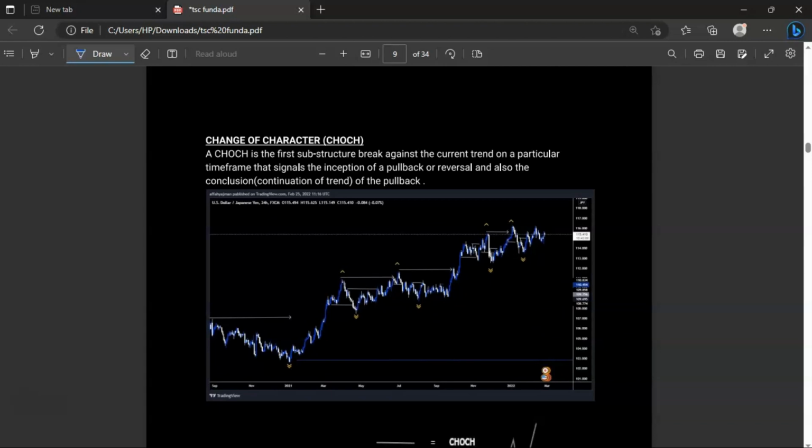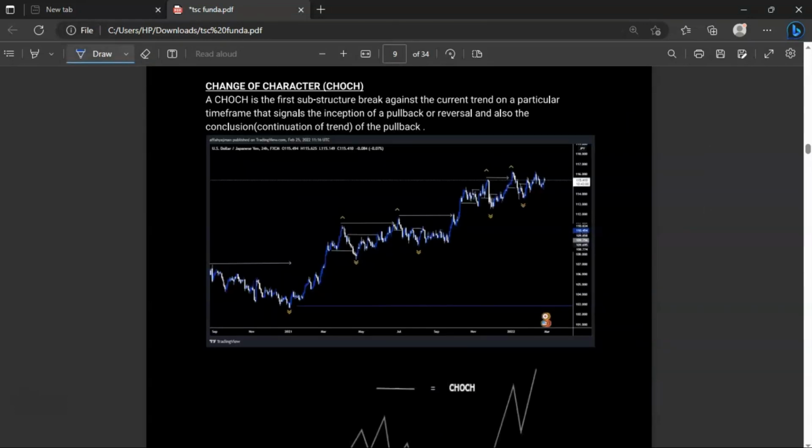A change of character, or CHoCH, is a first substructure break against the current trend on a particular time frame that signals the inception of a pullback or reversal, and also the conclusion of a pullback. What I'm saying here is very simple. The market presents itself, took out this high, making this a strong swing and this the weak swing. As the price starts to come down, notice this move. Yeah, study that move. You have internal runs, you've got internal structures within.